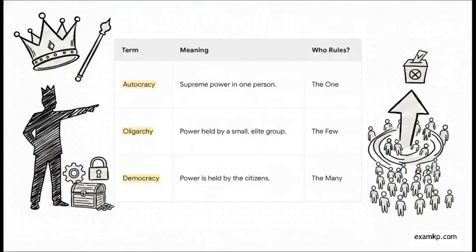Then there's oligarchy. Here, a small elite group holds all the power. We call that rule by the few. And finally, you have democracy, where the power belongs to the citizens, to the people. That's rule by the many. Seriously, if you can just remember this simple framework, the one, the few, and the many, you've got the foundation for everything else we're going to talk about.